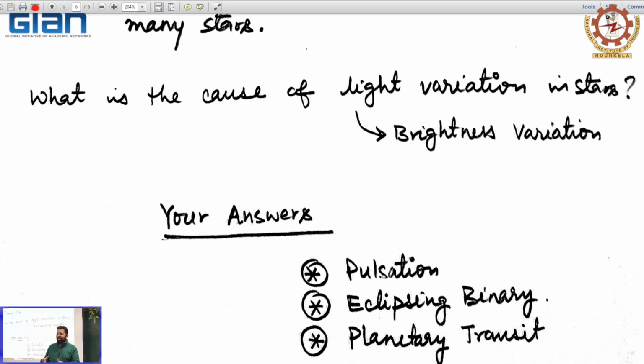Obviously, it is connected directly with the stars, right? So something is going on inside the stars. So obviously, this kind of variability, what we call an intrinsic variability, is in the stars.